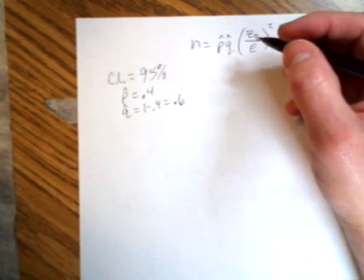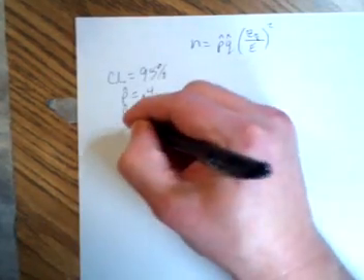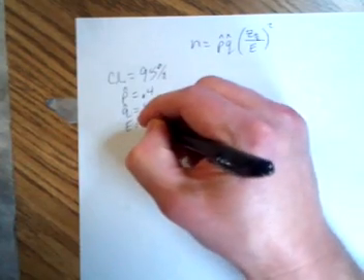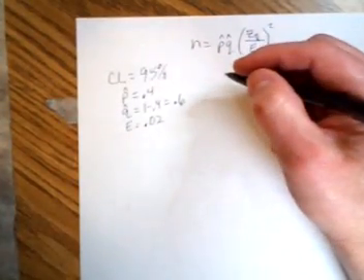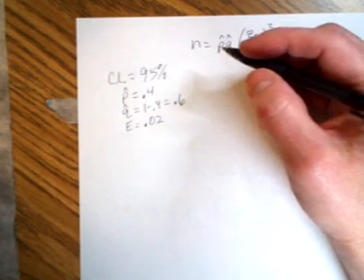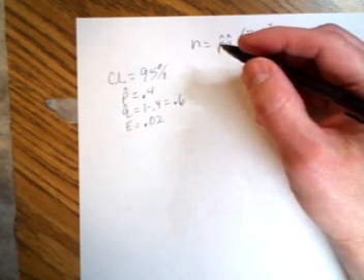The researcher wishes to be accurate within 2% of the true proportion. So that's your maximum error of the estimate. You want to be within 2%. Write that as a decimal. That's 0.02.